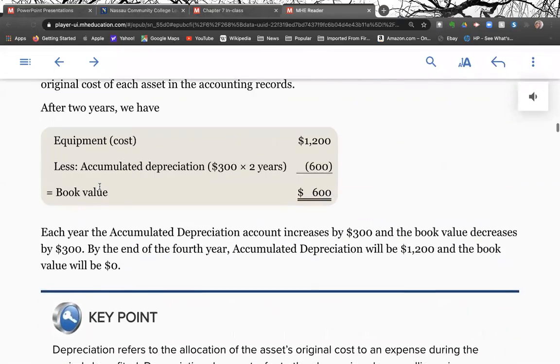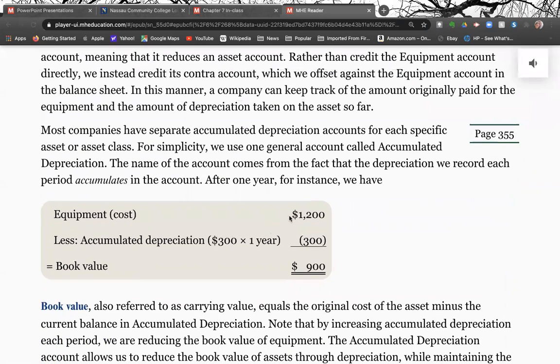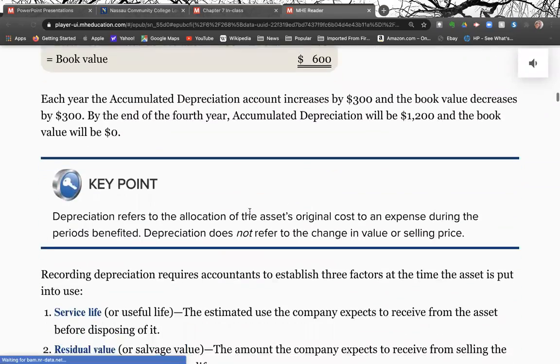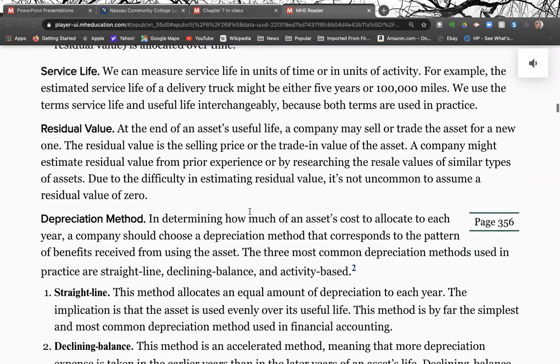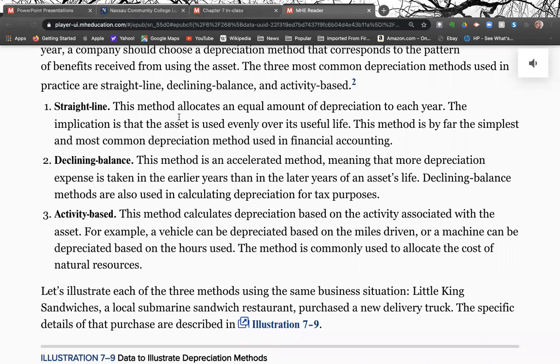It's like the example we just saw here with Starbucks. Right? We took the $1,200 asset and we divided it by 4 years. That came out to $300 a year, right? That's called straight line. There's another method that's similar to straight line, but instead of looking at years, see, when we do straight line, we're trying to figure out how much is depreciation each year. And it'll be the same amount each year. This method is by far the simplest and most commonly used.